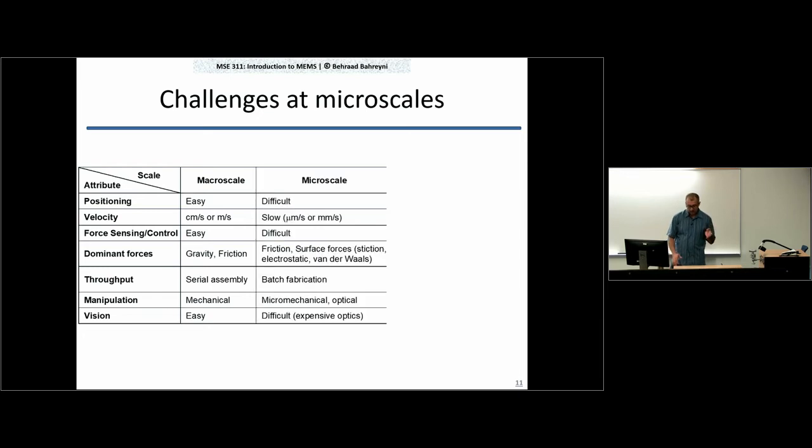At micro scales, positioning is very difficult. You're moving stuff, or you want to move stuff, that is on the order of 1,000th the diameter of human hair, or maybe 1,000th of a millimeter, 1 micron or so. The velocities are low. The force sensing is difficult. You really cannot attach a sensor wherever you want.